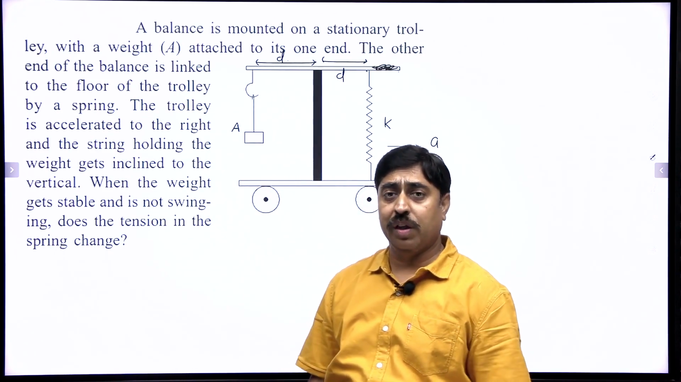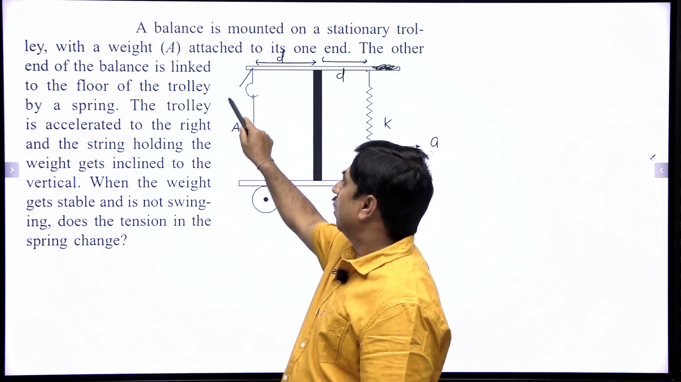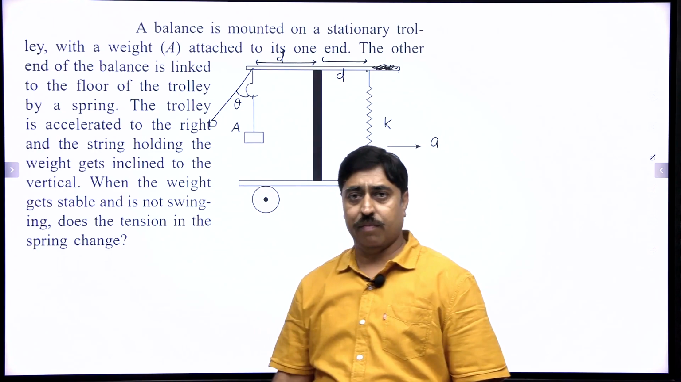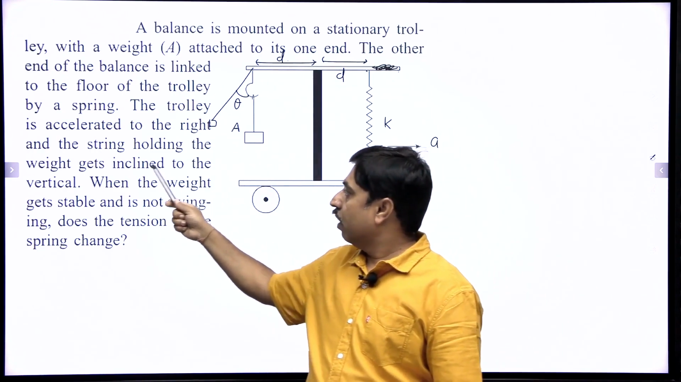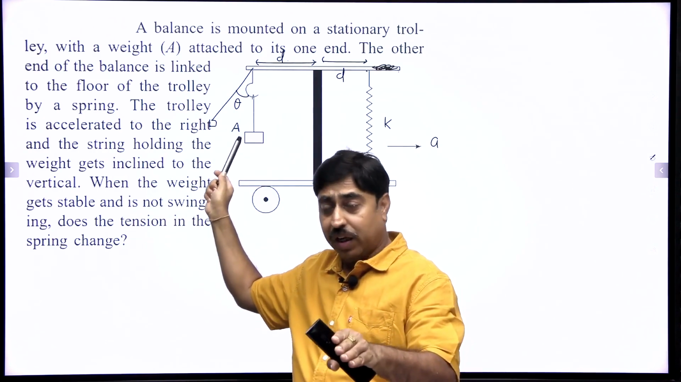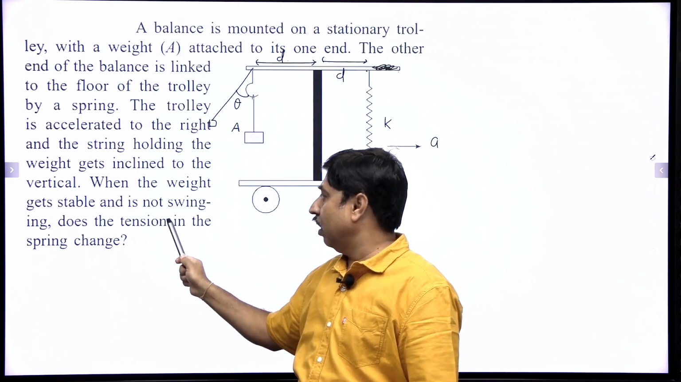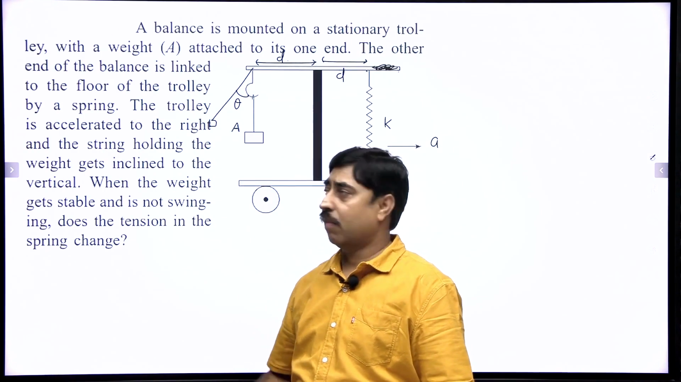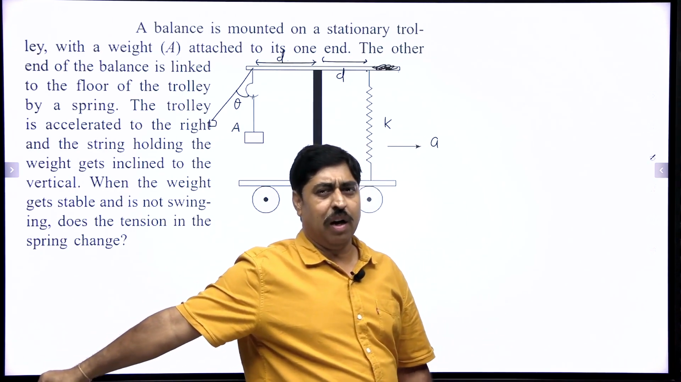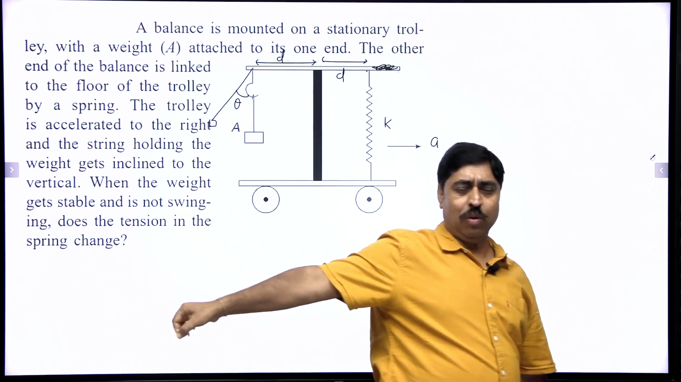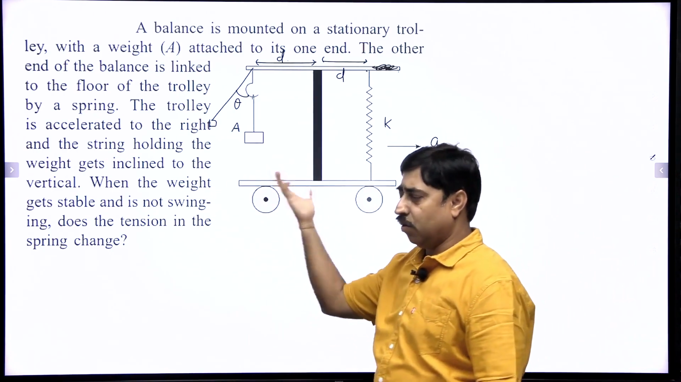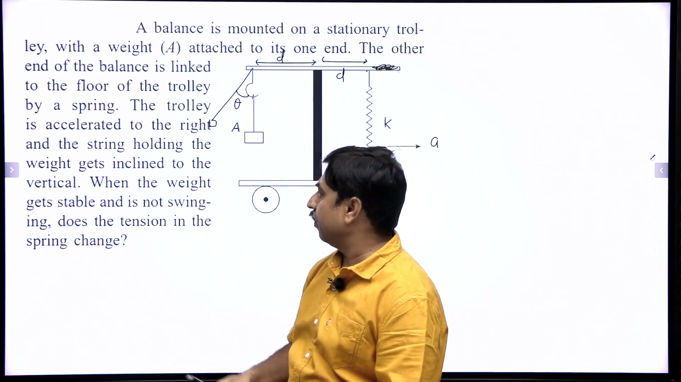In its equilibrium position, it will stay in a position like this. All of you must be knowing this, okay. The trolley is accelerated to the right and the string holding the weight gets inclined to the vertical. When the weight gets stable and is not swinging, after some time due to resistance etc., it stabilizes, and now the trolley is moving with acceleration A and this is how the pendulum is moving. The string remains inclined to the vertical and it moves with the trolley with acceleration A. There is no more any swing.